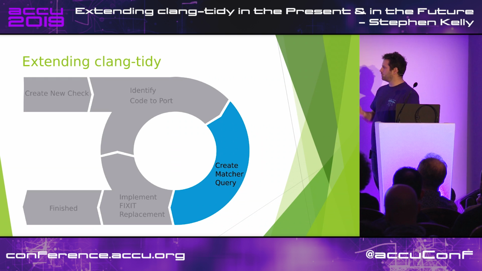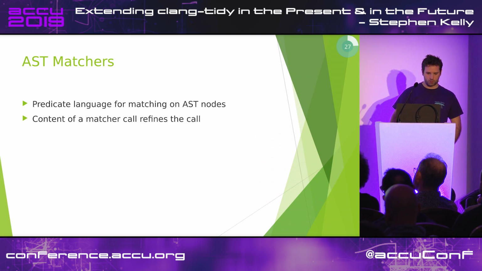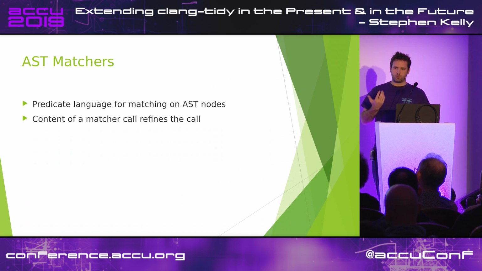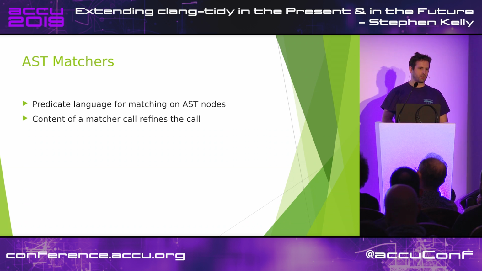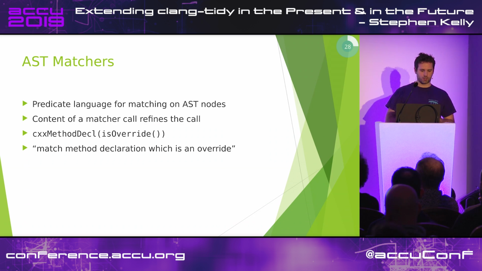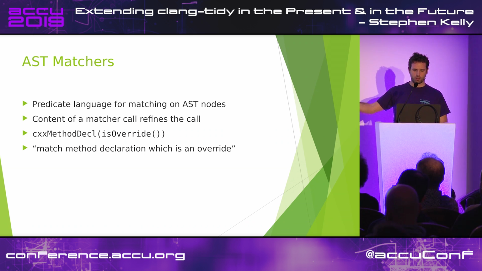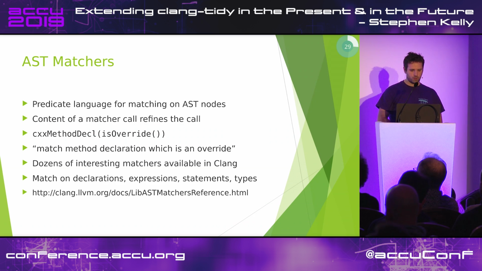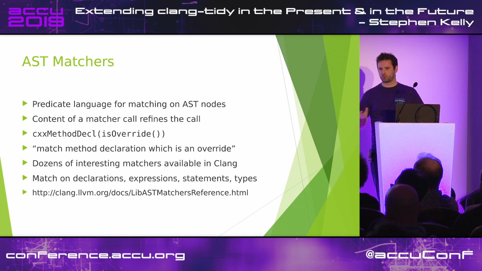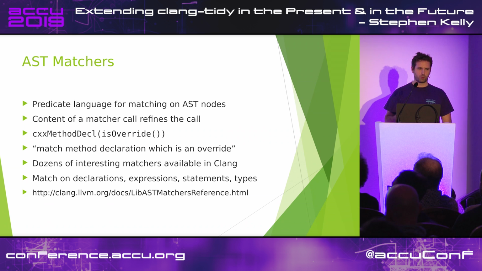To do that, you need to actually make a matcher query. That's where you write more complicated matchers. We've already seen the function decl matcher. This is actually a predicate language, so we can put stuff inside of it, such as isOverride. And that means match a method declaration which is an override. Clang comes with dozens of these kinds of matchers, and you're able to extend them yourself quite easily. And there's a huge list of them on that website.